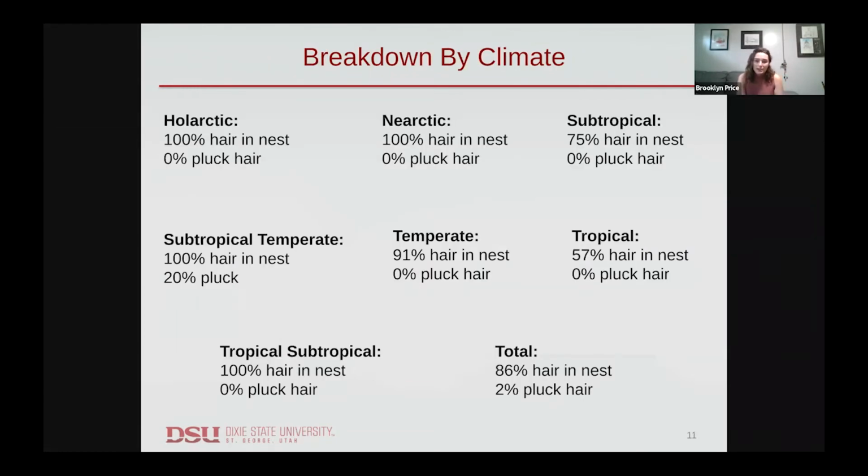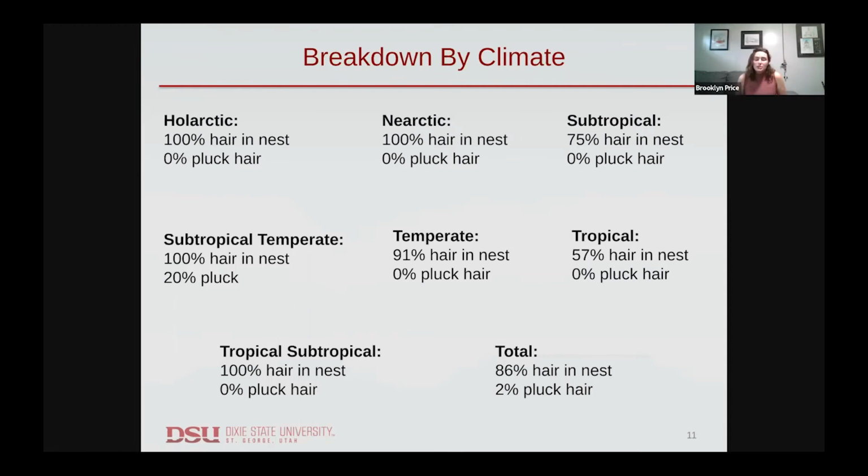So here's our breakdown by climate. We have 7 different climates here. We took our data set and grouped it by climates, and then broke it into birds that have hair in the nest and birds that pluck hair. As you can see, actually all of them have 50% or more of birds with hair in the nest. The lowest one we have is the tropical climate, where 57% of birds have hair in the nest.